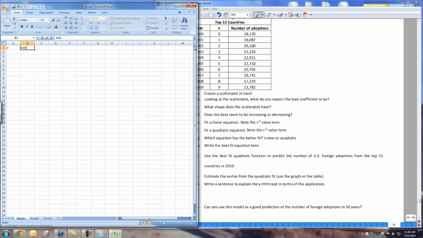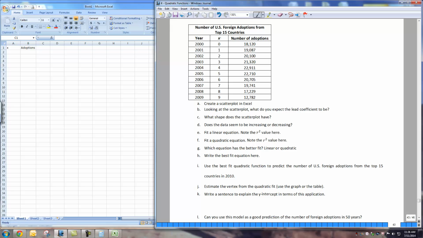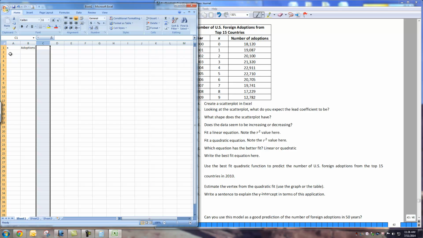Or I'll just call it adoptions. So what this table says is this is the number of U.S. foreign adoptions from the top 15 countries. So this is foreign adoptions by people in the U.S. So first let's jot down our information.